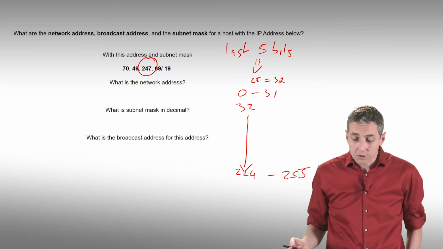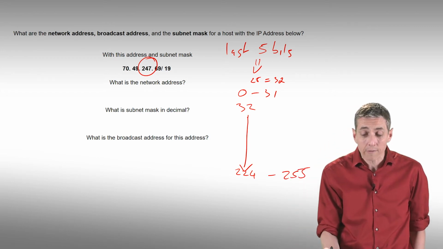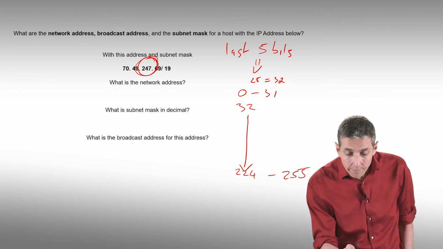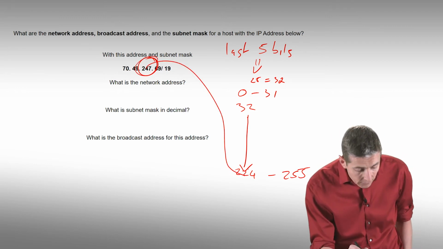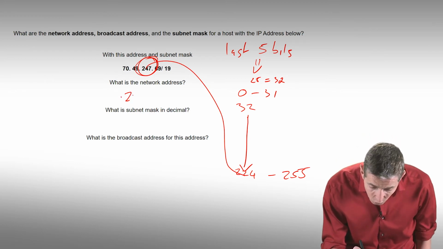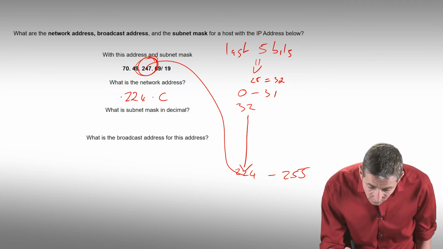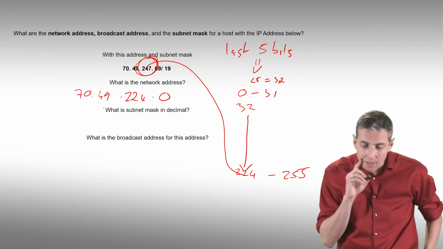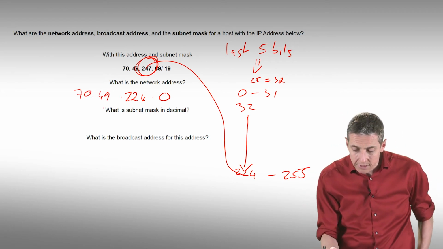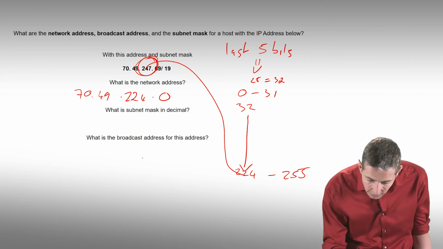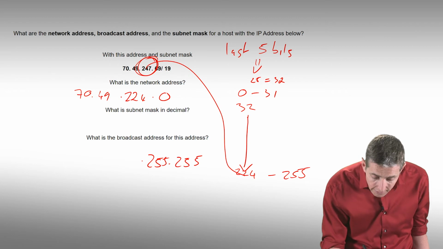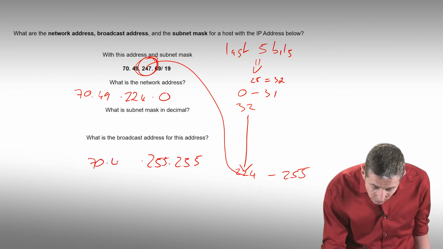Okay, so straight away, because I knew I had to go down there. Why? Because I was looking for 247. Okay, down in here. So now my network address is going to be .224.0, and just for completeness, 70.49. Okay, broadcast address, like we said here, it's going to be .255, and just for completeness, .49.